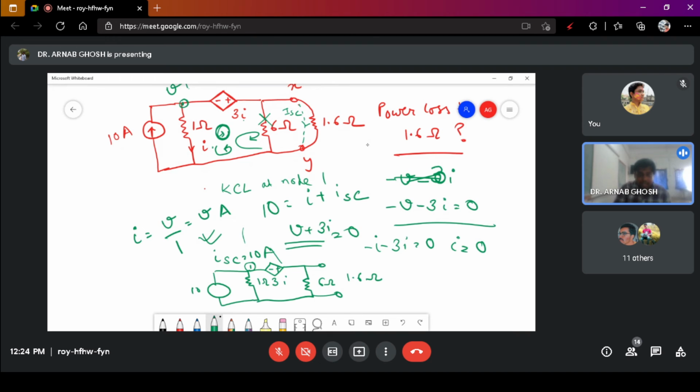So what will be the current here? Let's say the current through this is I1, and here the current is say I2. So basically what you are getting, 10 is equal to I1 plus I2. Let I1 be the current in this branch, I2 be the current in this branch. So 10 is equal to I1 plus I2.